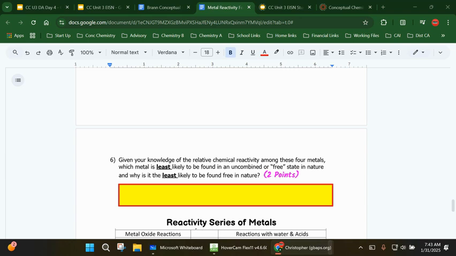If you're all finished with it, yes, but make sure every yellow box has something in it. Because if not, you're losing points.